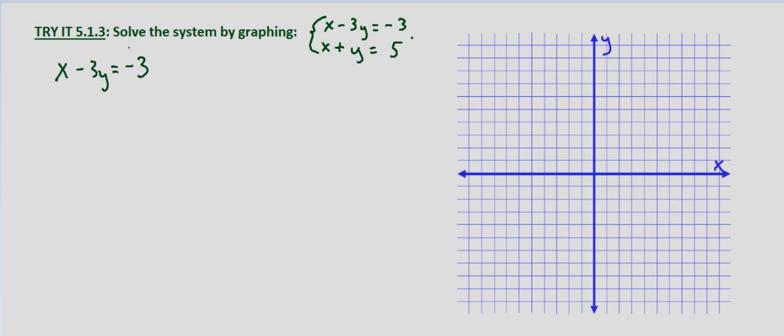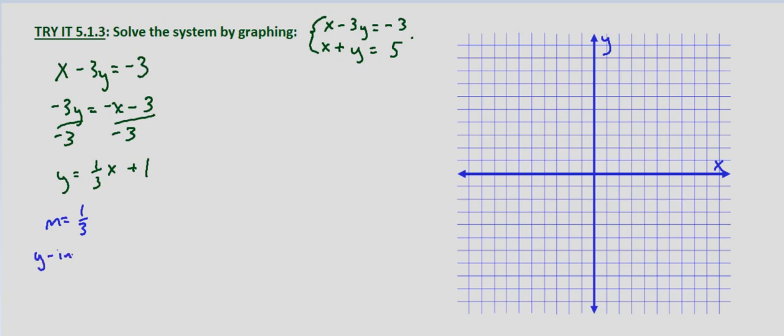Through your lesson, you would be told to either graph this using intercepts or graph this using points, plotting three points and then connecting those points to form the line. Again, I'm going to put this into slope-intercept form. So we subtract x from both sides, we get negative 3y equals negative x minus 3, divide both sides by negative 3, and we get y equals 1/3 x plus 1. So we know that our slope equals 1/3, and our y-intercept is 0, 1.